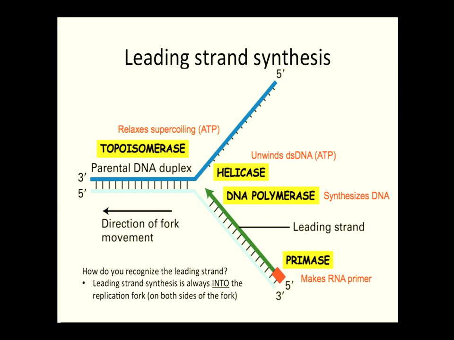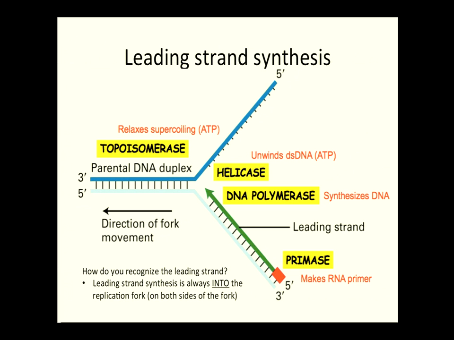So you have to remember that the replication is bidirectional, so you're going to have a leading and lagging strand on both sides of the replication fork, right? So let's just look at this side first. So which one would be the leading and which one would be the lagging? Anyone? Yeah, so the top would be the leading, right? So this would be your leading, because if you were going to replicate, you'd go in this direction from 5 to 3 prime, right? So that would make this strand your lagging strand.